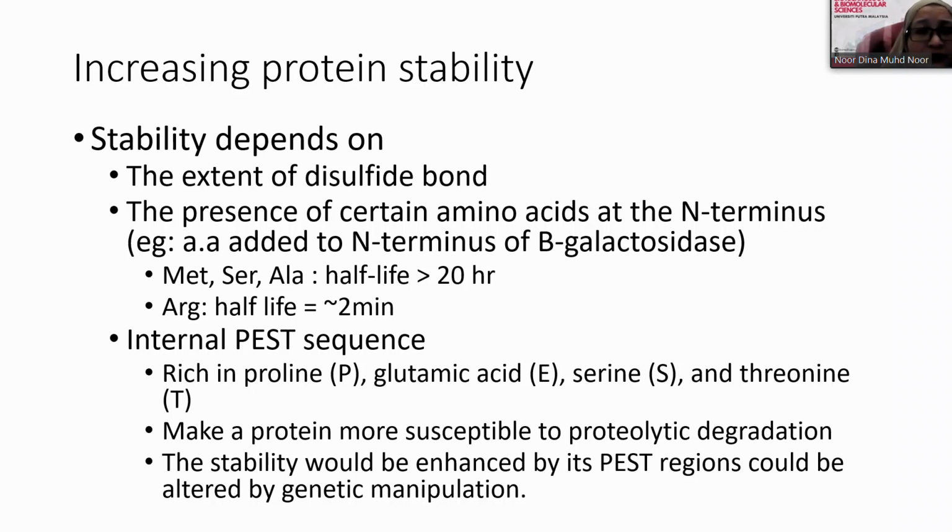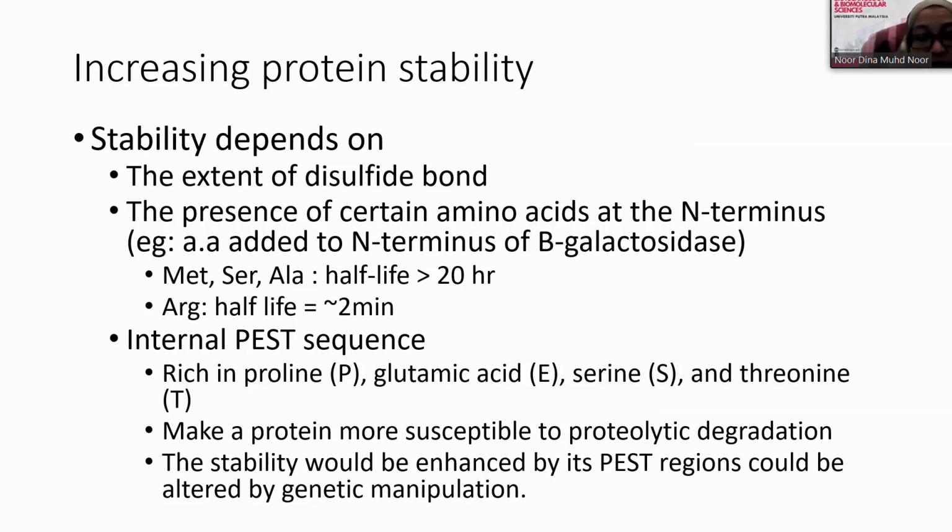Another thing is the presence of certain amino acids at the N-terminus. For example, take the N-terminus of beta-galactosidase. If the amino acids in the N-terminus are methionine, serine, or alanine, they are going to have a longer half-life. And if they have more arginine in the N-terminus, then they are going to have a shorter half-life. So this is an example of beta-galactosidase.